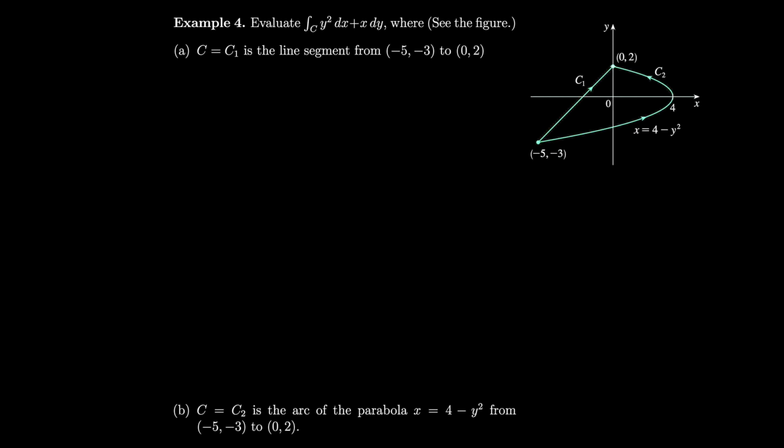Remember that in section 12.5 we did this though. We said that we could parametrize a line segment r of t if we set that equal to 1 minus t times our position vector for our initial point, r0, plus t times our terminal position vector r1, where t goes between 0 and 1. And in this case, we have our initial point equal to (-5, -3), so that becomes our initial vector, and we have r1 equal to (0, 2), so that becomes our terminal vector.